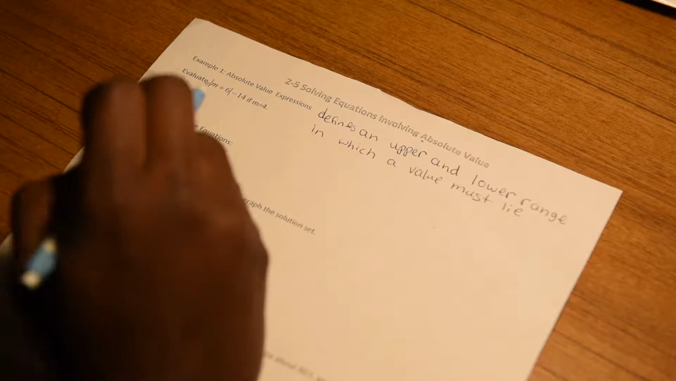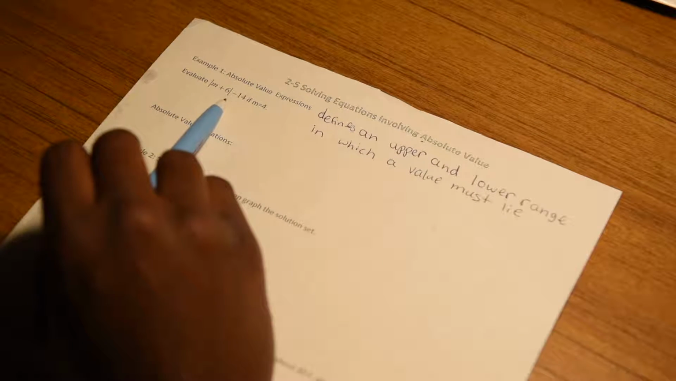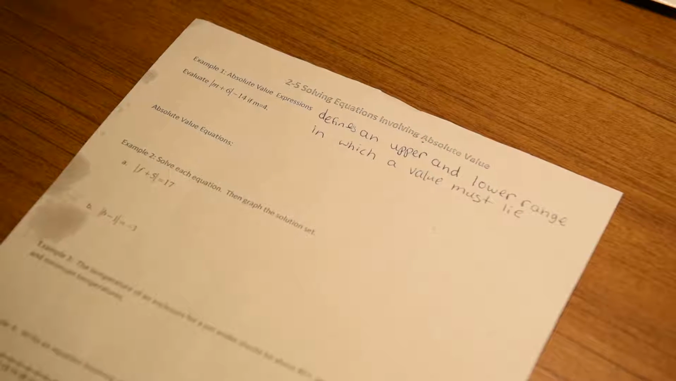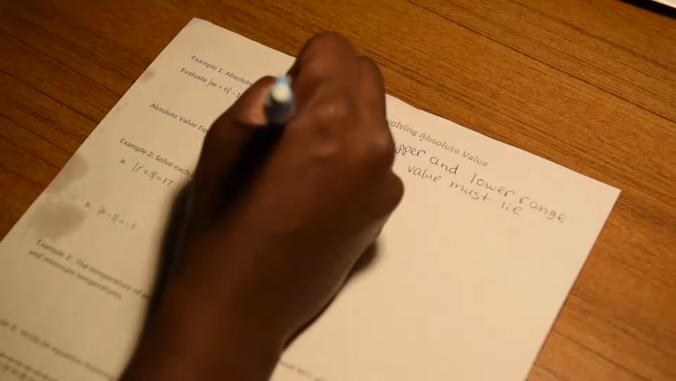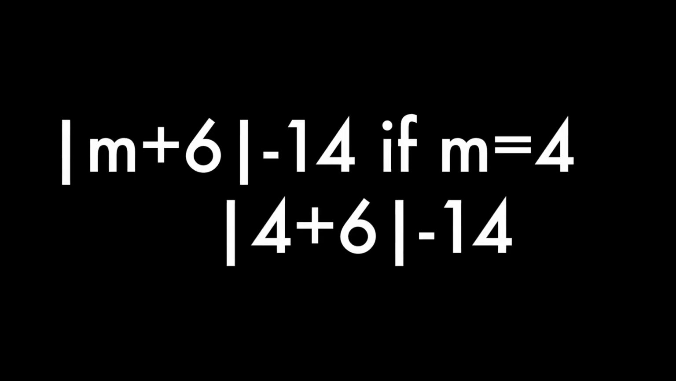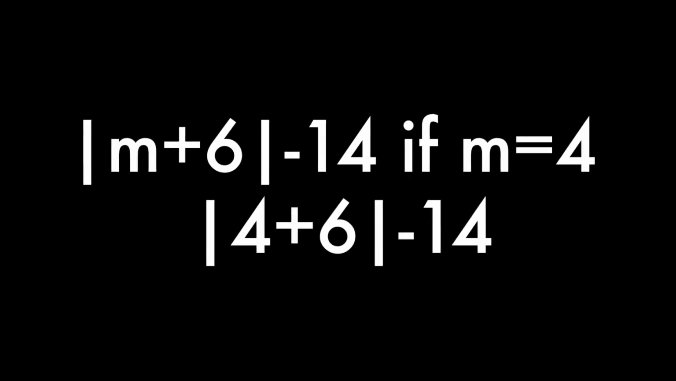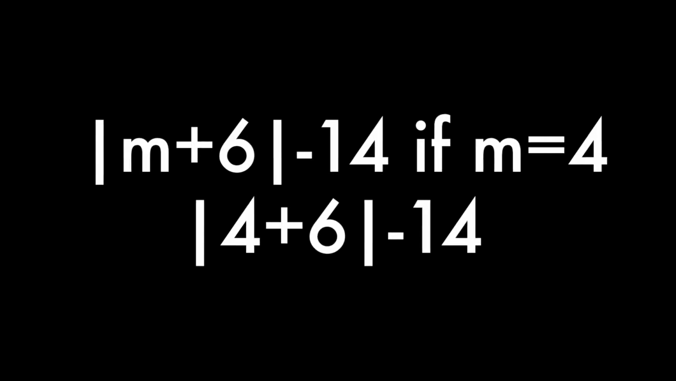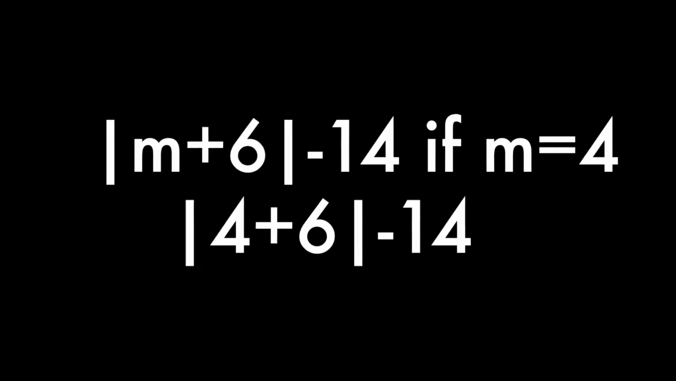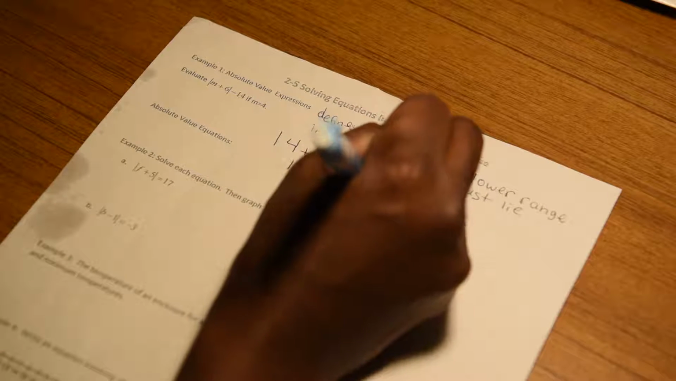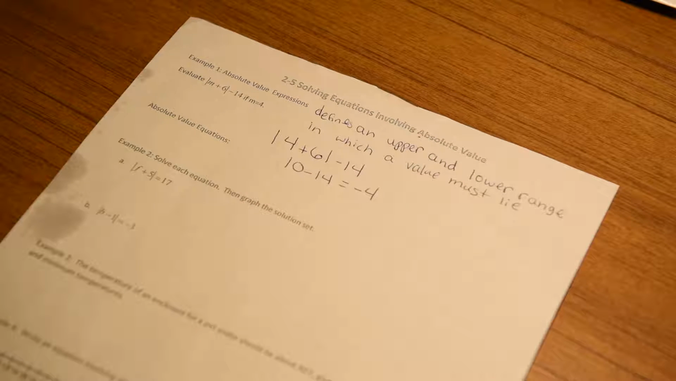Okay, let's look at an example. Here we have the absolute value of m plus 6 minus 14 if m is 4. So we're just using the substitution property and plugging that in. The new equation will be a positive 4 plus 6 minus 14. 4 plus 6 is what? 10. Hopefully that's what you said. 10 minus 14, the answer is -4. Everybody got that? So that's just an expression.